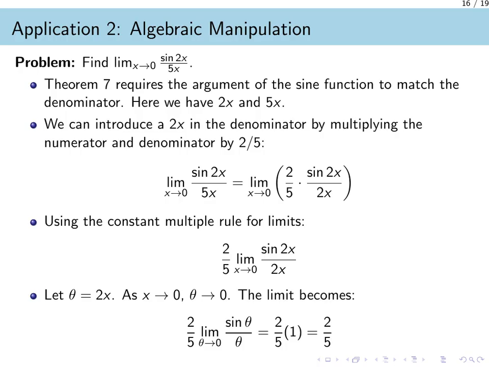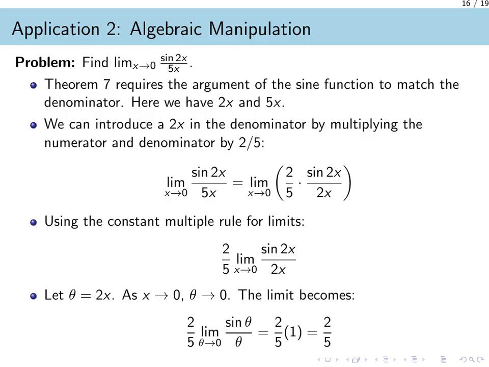To solve this, we can multiply the expression by the fraction 2 over 5, divided by 2 over 5. This is a useful trick because it is like multiplying by one. This rearranges our expression into 2/5 times the fraction sine of 2x over 2x. We can then pull the constant 2/5 out of the limit.